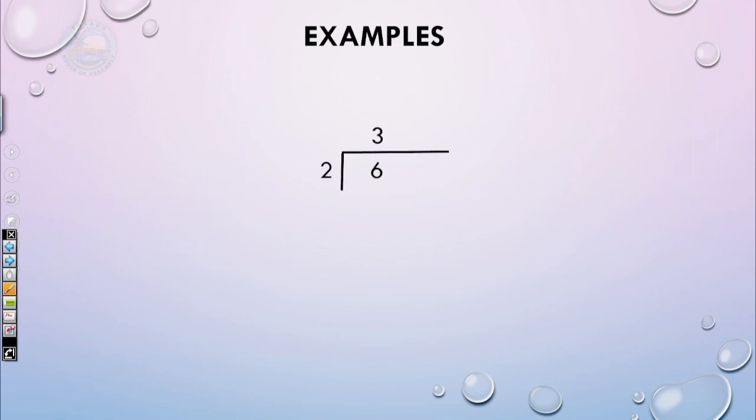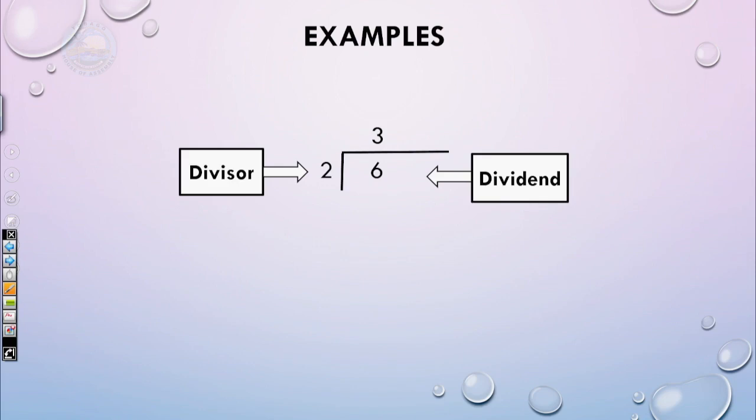Now this is one way of writing the division sign. So here you have 6 divided by 2 equals 3. Your 6 is the dividend. Remember, dividend is a number that is being divided by the divisor. So let's see what the divisor is. Yes, 2 is your divisor. And quotient is your answer.